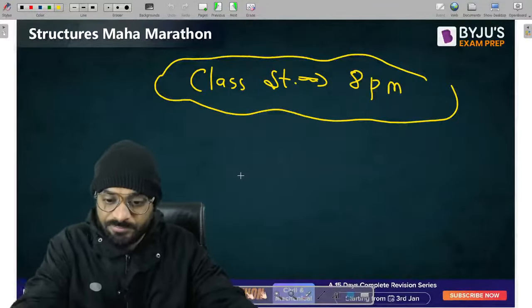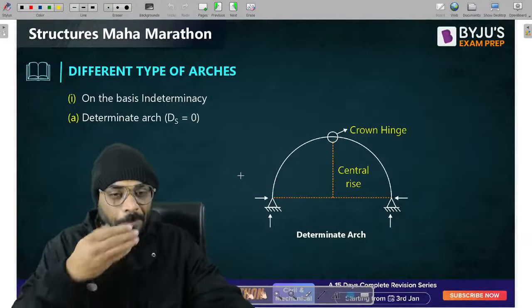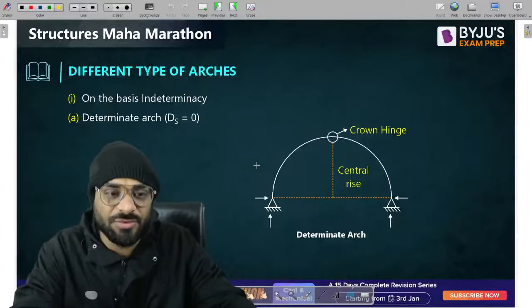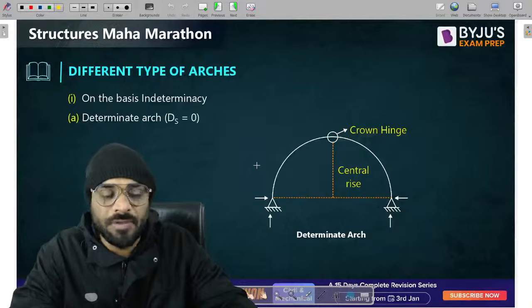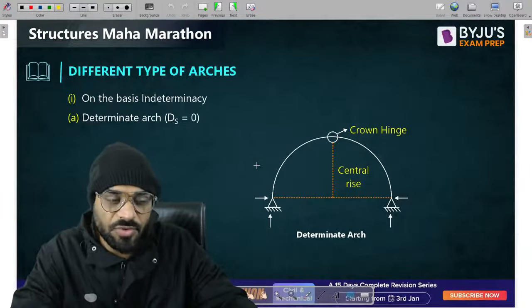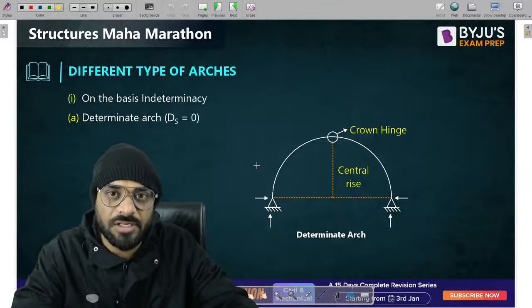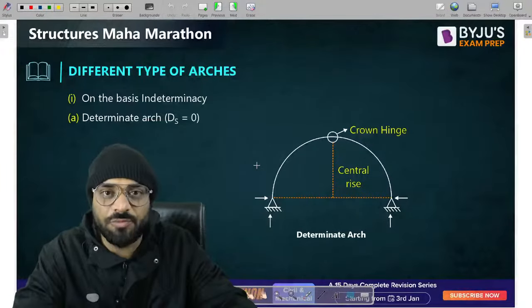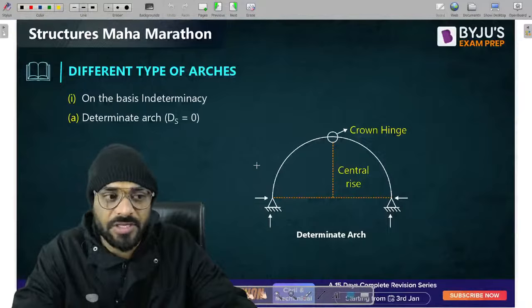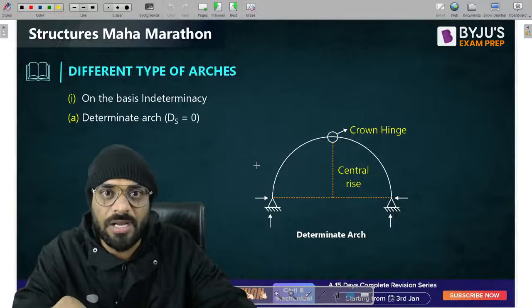Okay, guys. So what is basically an arch? You know that, guys, an arch is a curved member. Why are we using it? Because in case of a large span structure, if you use arches, it is more economical as compared to a beam. Because if you provide a longer length of beam, then a large amount of deflection may occur, as well as the moment developed will be higher, because you know that the bending moment is proportional to the length of the member.